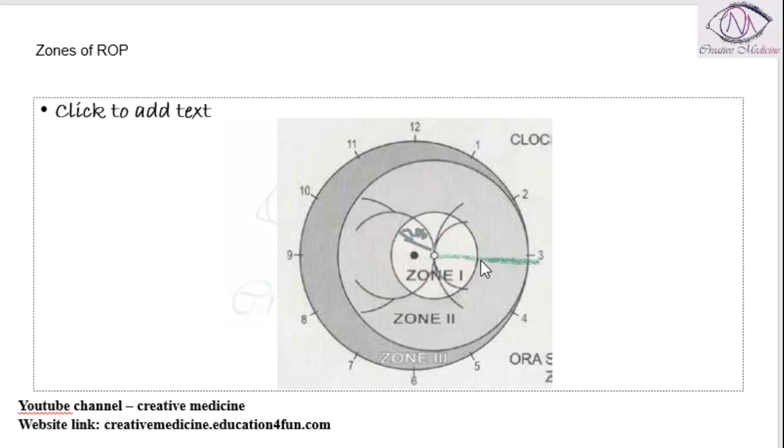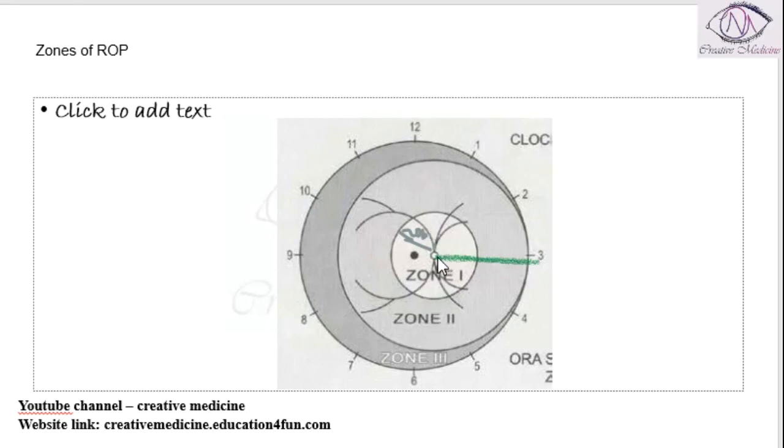to the ora serrata on the nasal side. You take that distance as a radius and draw the second circle, then that is zone 2. The rest of the temporal retina which is left is zone 3.